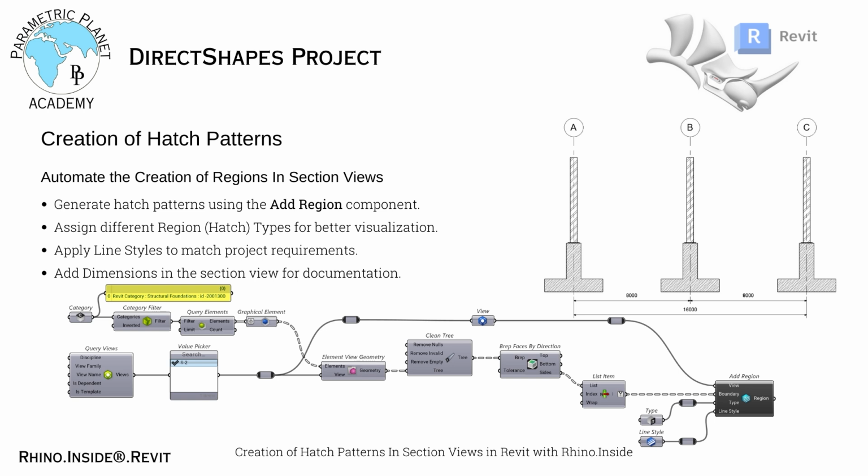In this workflow, we will generate hatch patterns for three different types of elements: structural columns, base plates, and foundations. Each element type will have a distinct hatch pattern based on its material, and we will also assign specific line styles for better clarity. Additionally, we will add dimensions within the section view to enhance documentation accuracy. By the end of this lesson, you will have a structured approach to improving section views with proper annotations and hatch patterns.